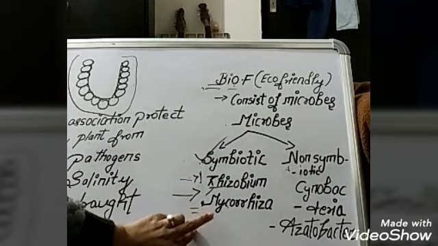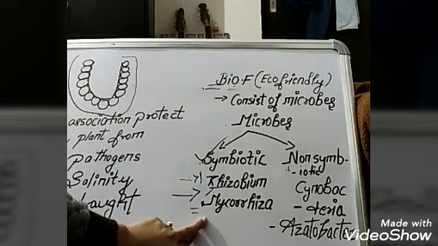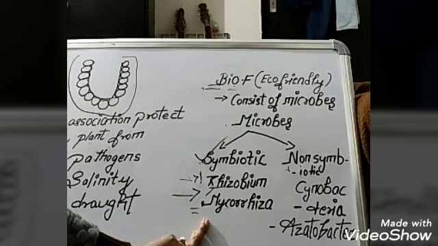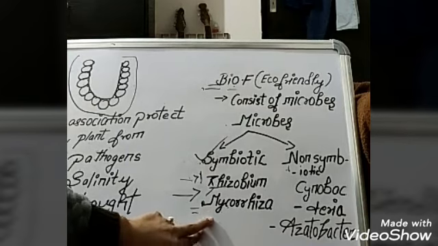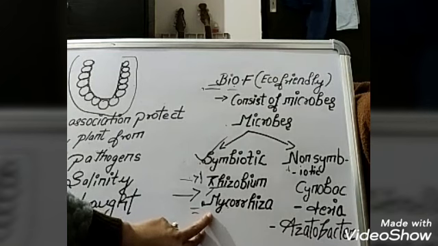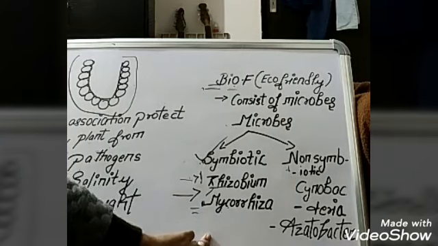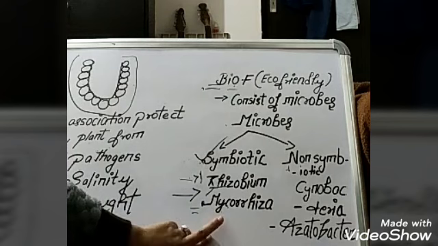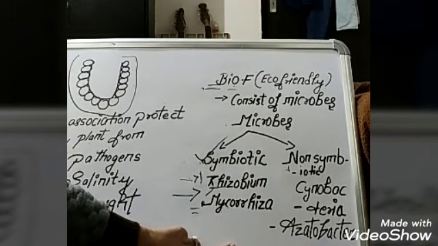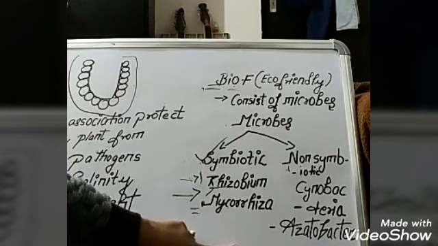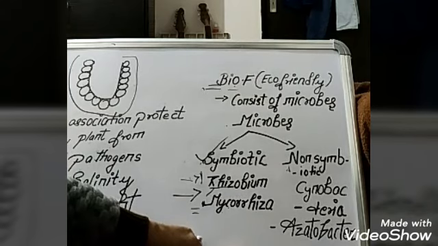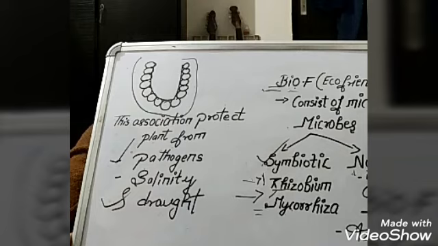Now, mycorrhiza. Mycorrhiza is basically a term used where fungi form a symbiotic association with the roots of higher plants, in which the fungi absorb phosphorus and provide nutrition to the plant, and in return the plant provides food to the fungi, because fungi are heterotrophs, which means they do not prepare their food themselves.